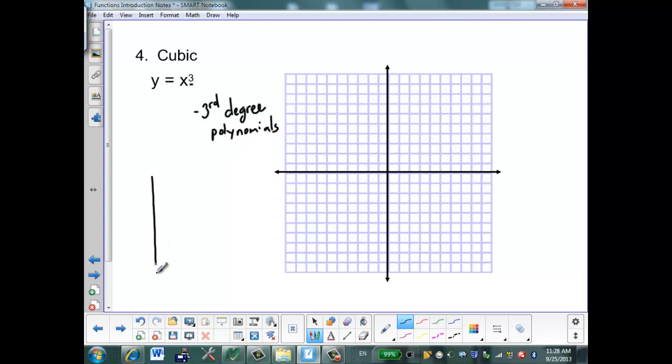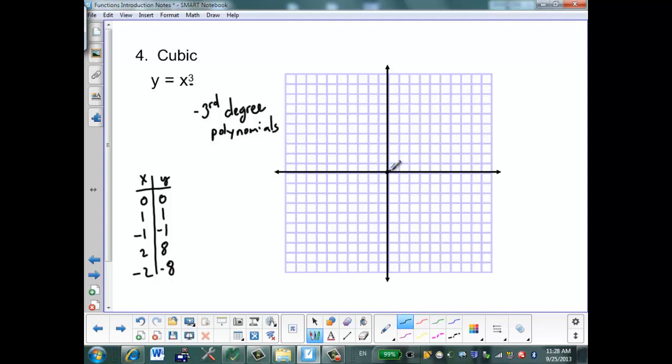Now I'm going to draw this using a table of values again. So I'm going to give values for x. I'm going to use 0, 1, -1, 2, and -2. And if I solve my equation for y, 0 to the third power is 0, 1 to the third power is 1, -1 to the third power is -1, 2 to the third power is 8, and -2 to the third power is -8. So I'm going to graph these points.